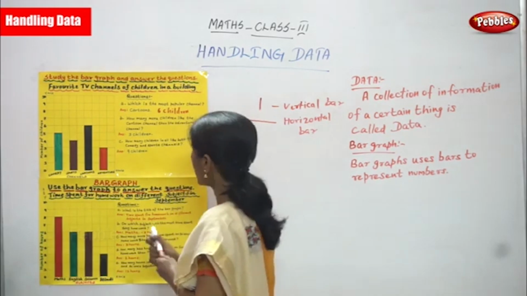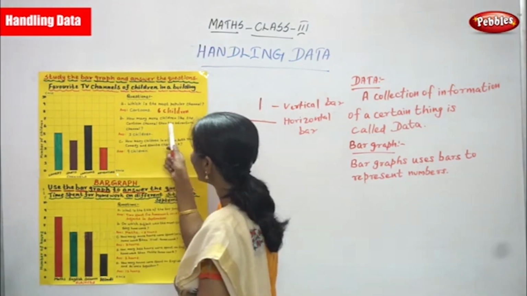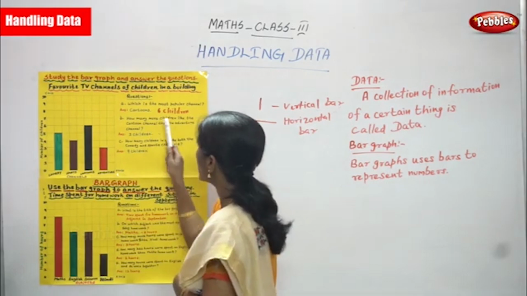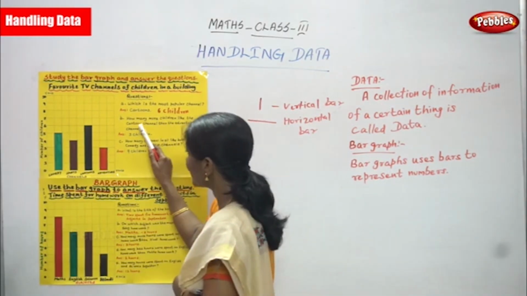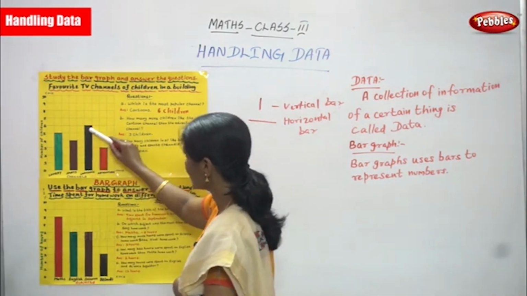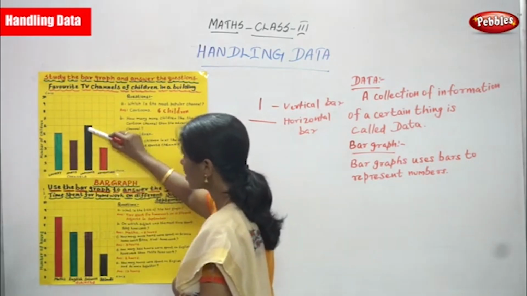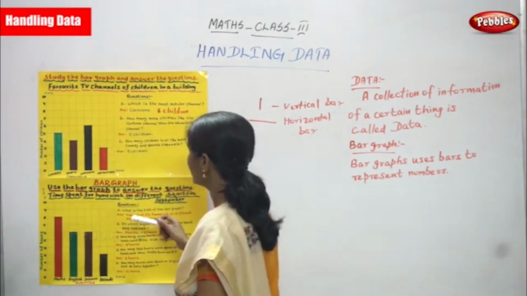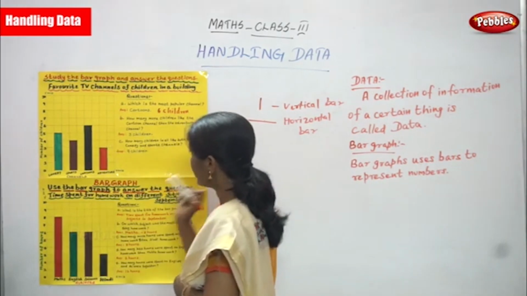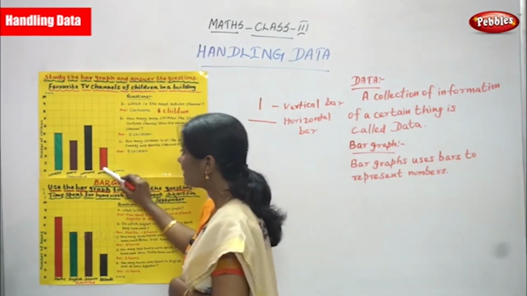Okay, next question. How many more children like the cartoon channel than the adventure channel? Cartoon channel, how many children watch? Sorry, 6 children watch the cartoon channel. Then the adventure channel is watched by only 3 children.